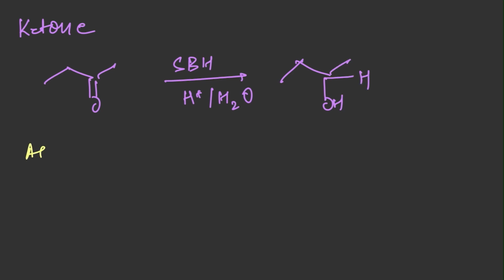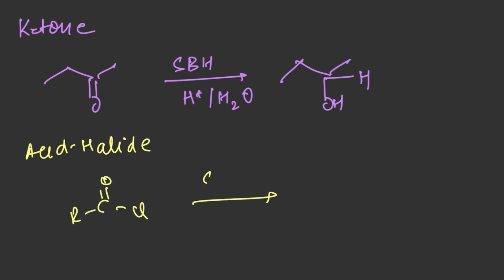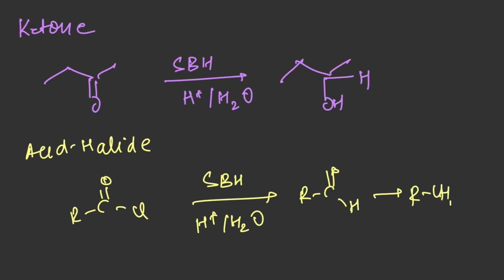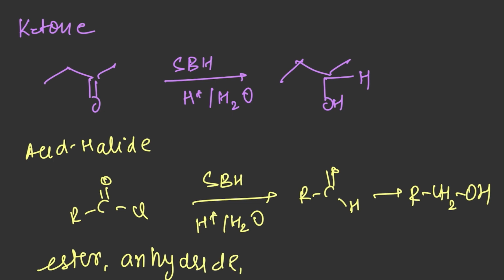Next we have acid halide. RC double bond O Cl reacts with SBH, second H plus and H2O. So it will form RC double bond OH, which further gives RCH2OH. It won't react with ester, anhydride, or carboxylic acid. It doesn't react.